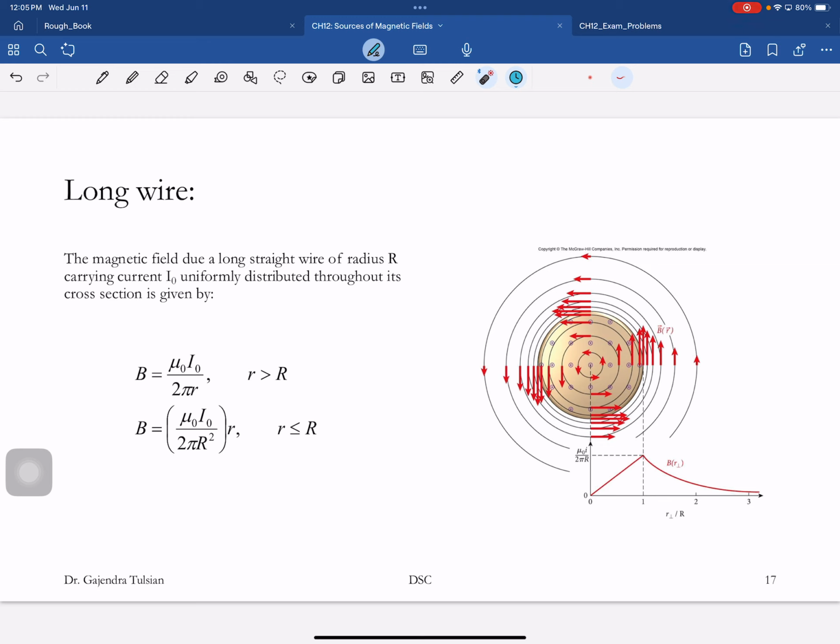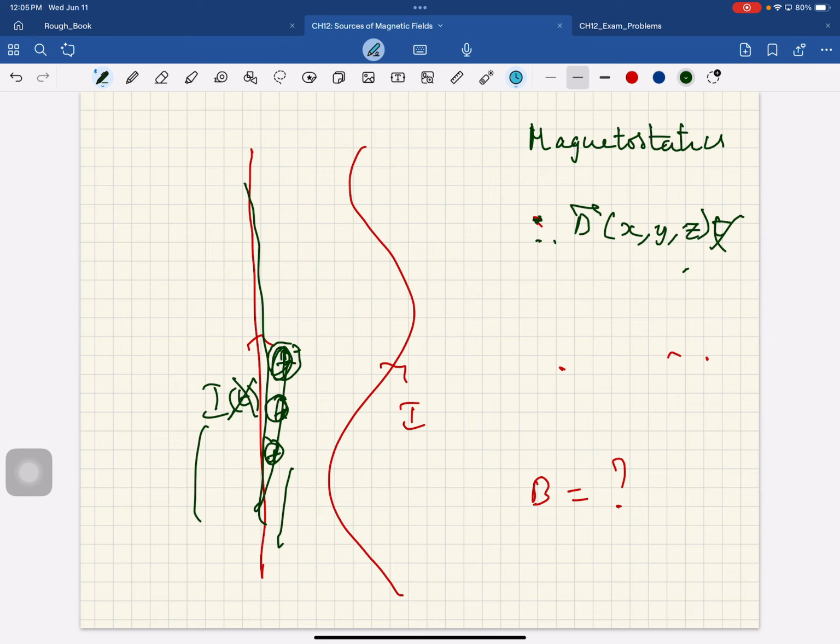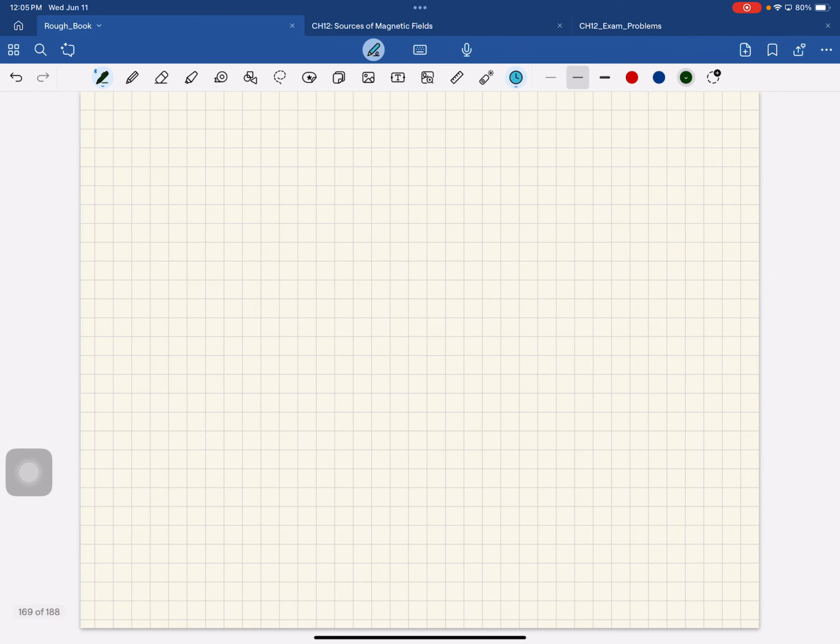All right, now what we're interested in: earlier we saw that if you have a long straight wire carrying a current I, what is the magnetic field at a distance R?